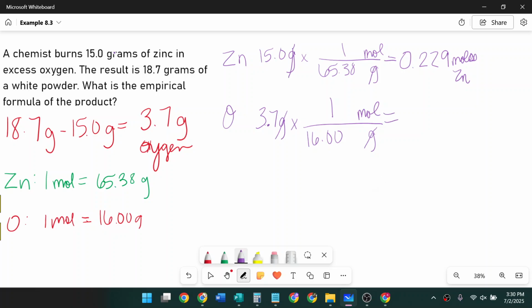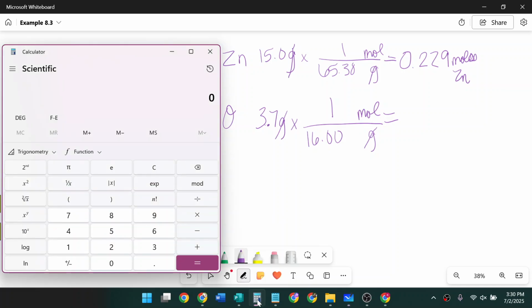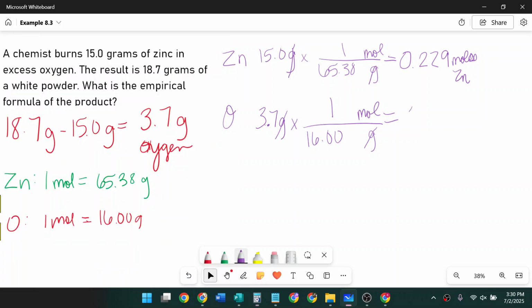Anyway, so let's finish this up. With this one, 3.7 only has 2 significant figures, so our answer is also only going to have 2, so 0.23 moles of oxygen. Okay, so now we know how many moles we used of both. We know that the compound that was produced contained 0.229 moles of zinc and 0.23 moles of oxygen, because that's how many grams we started with of both, and we have to have that many grams at the end of both because nothing else was mentioned as being produced, and so we have the same number of grams, they're just combined in a way.